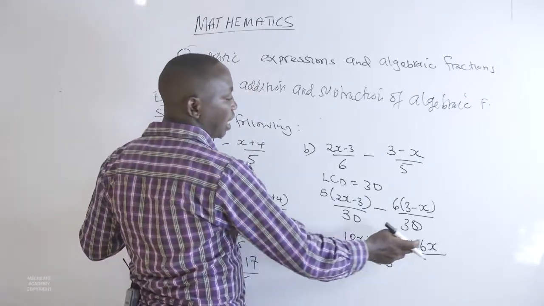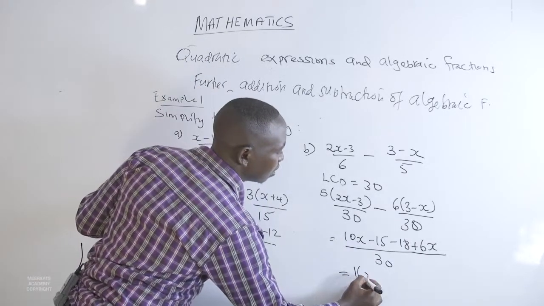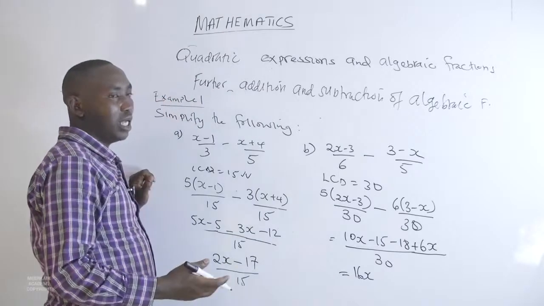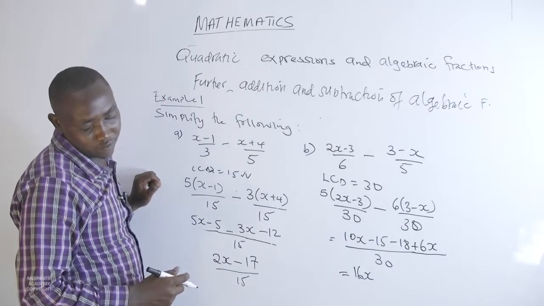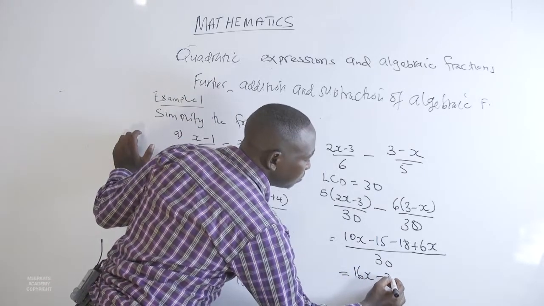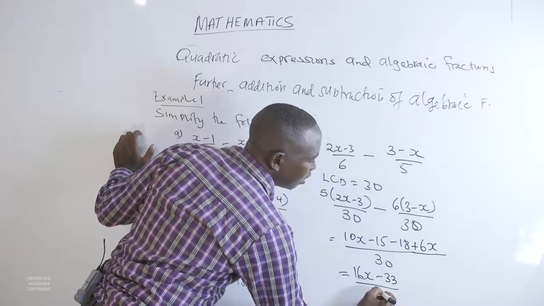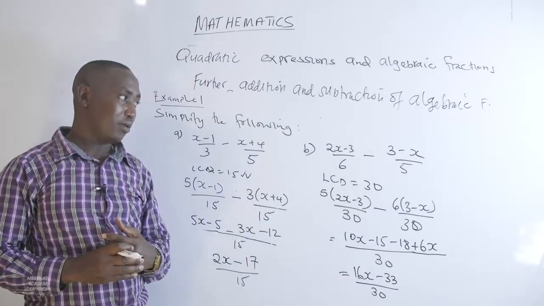So 10x is like 6x, so 10x plus 6x is 16x. Minus 15 minus 18 will give us negative 33. And this will be divided by 30.